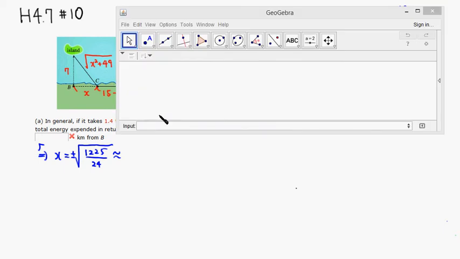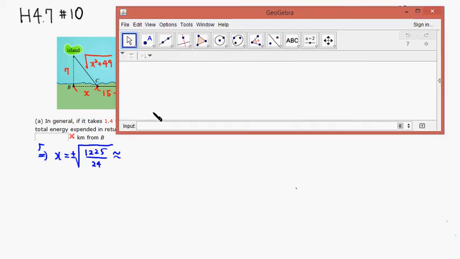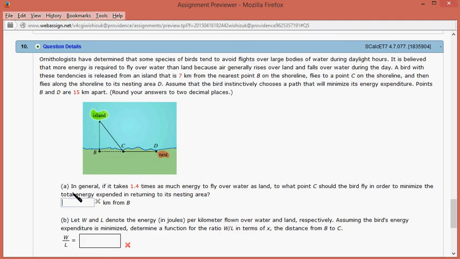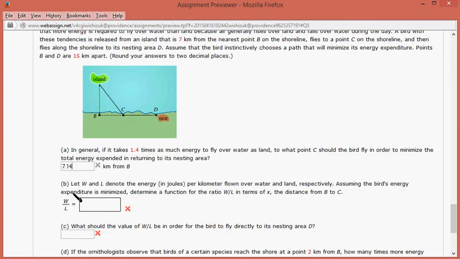So we want to find the square root of 1225 divided by 24. It's about 7.14. Alright, so let's type it in. About 7.14. And for part B, we're going to replace 1.4 by W over L and basically do the same thing.